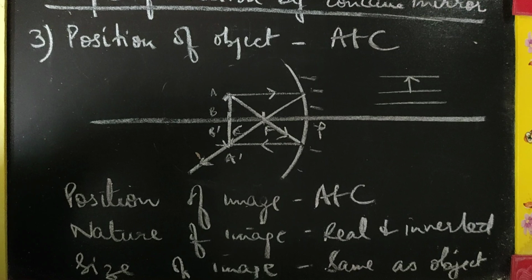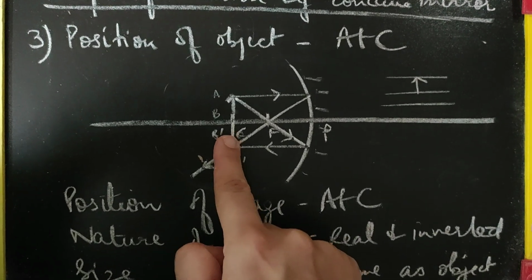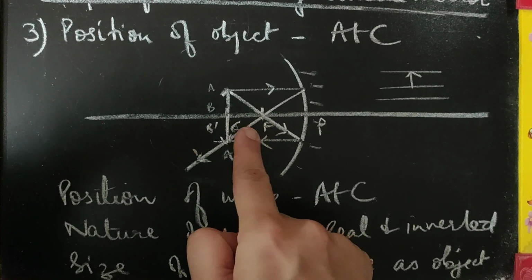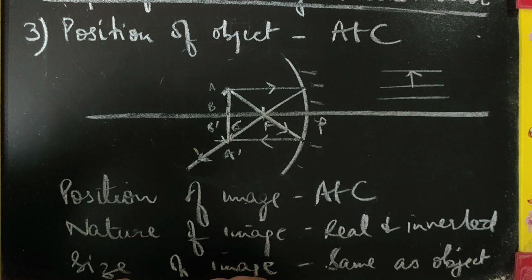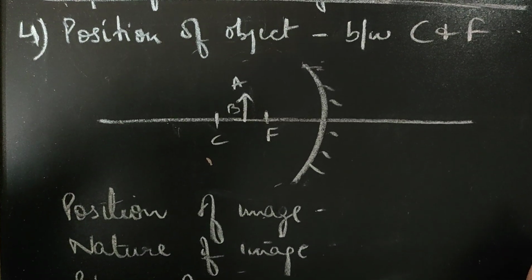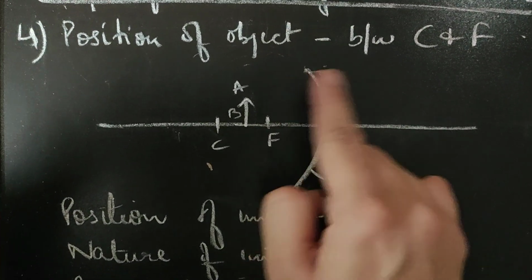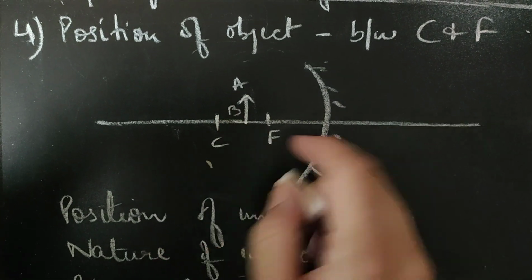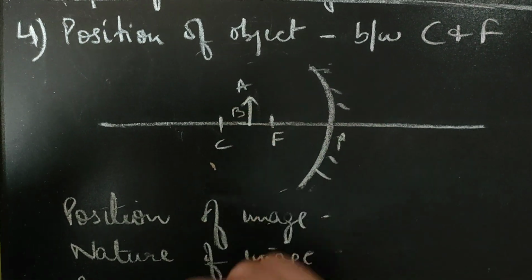So now let us move on to the next position. From C we are moving again towards the mirror. It would be between C and F. So the fourth position of the object is between C and F. I have drawn the object between C and F and I have labeled it AB.